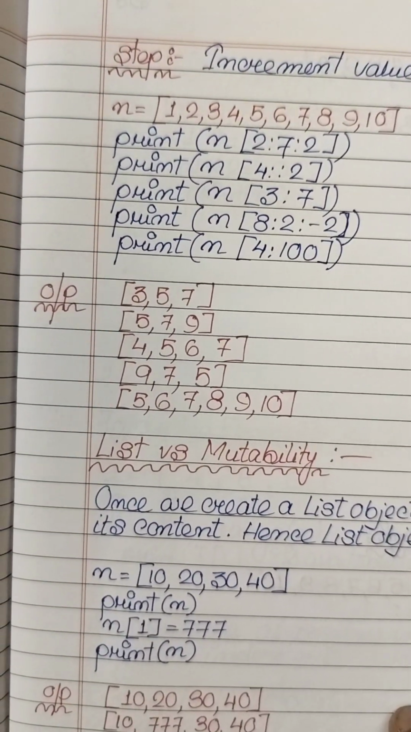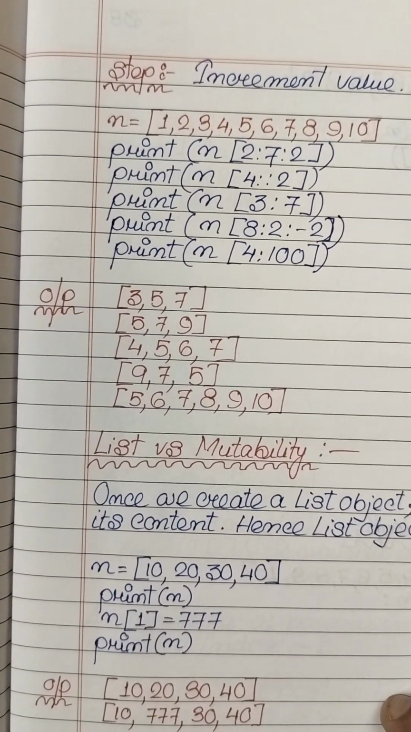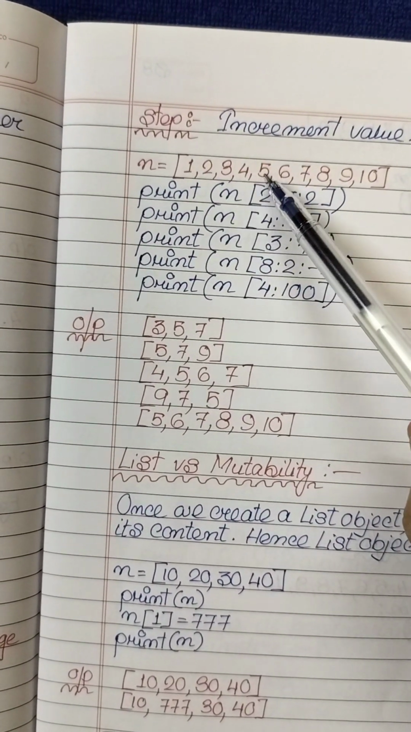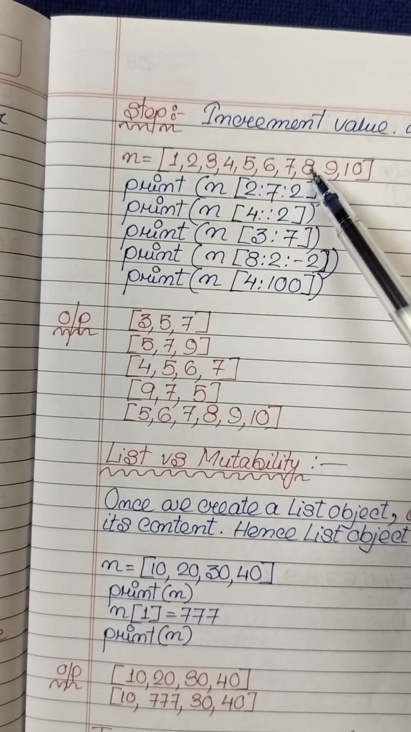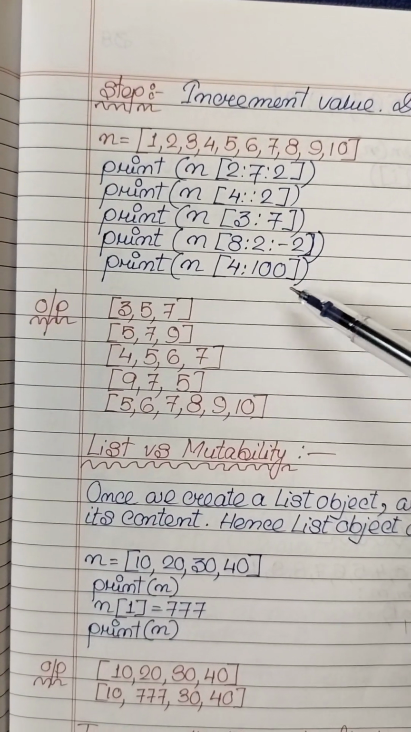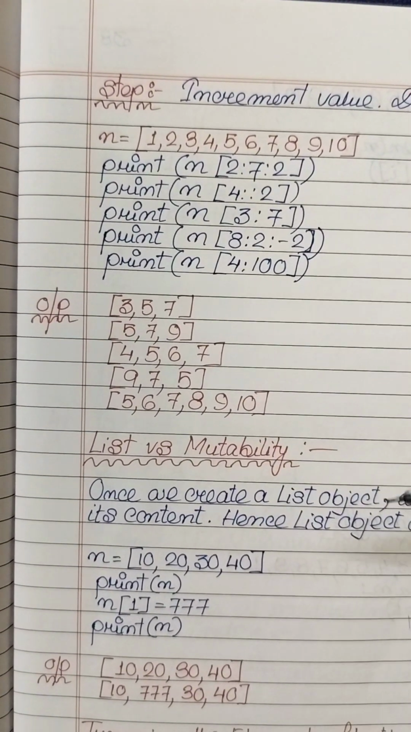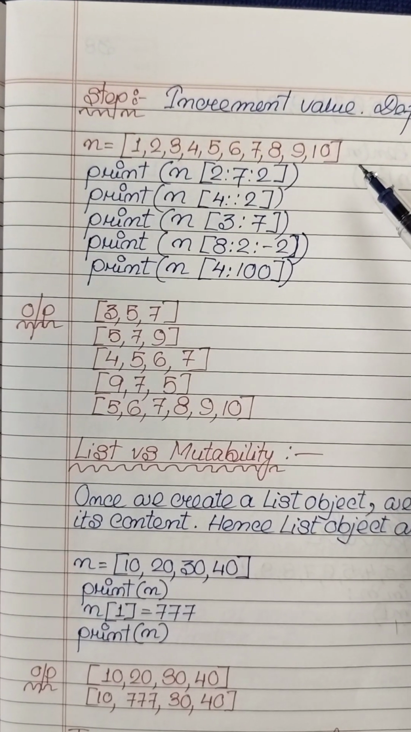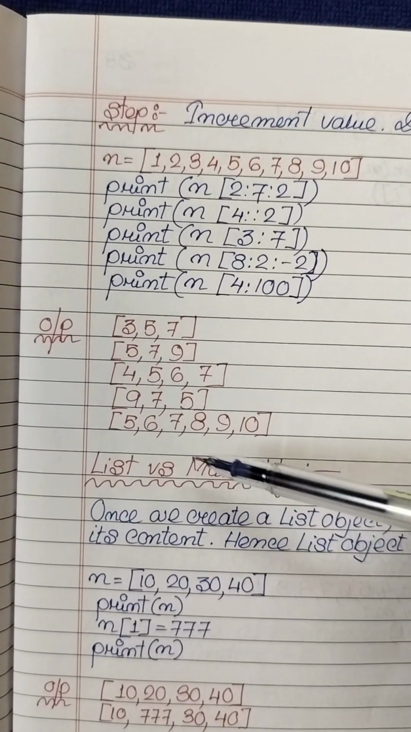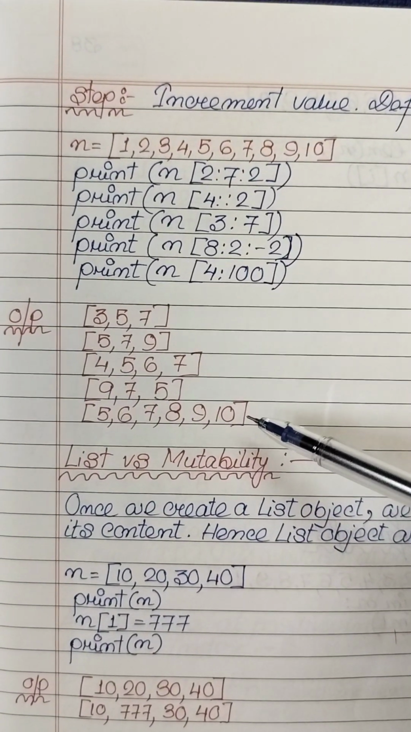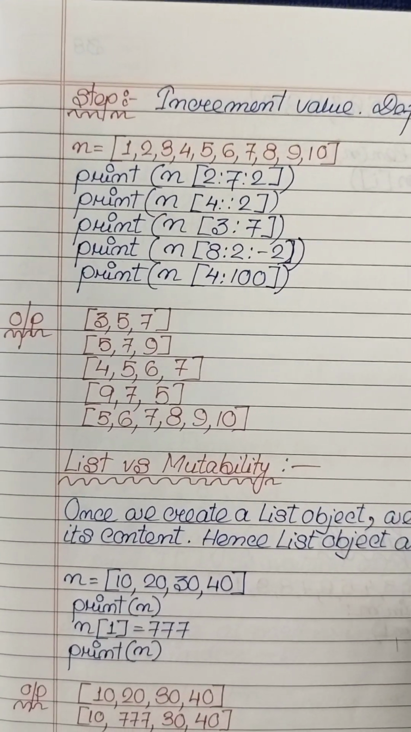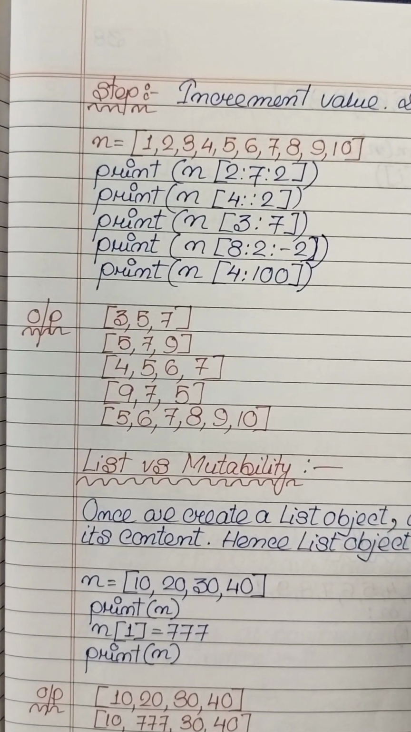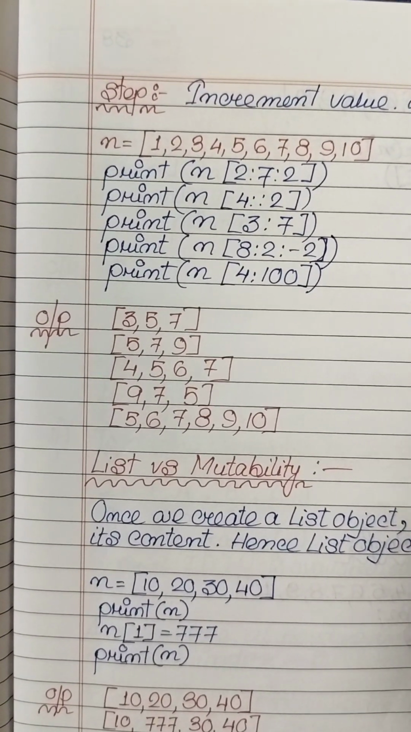And the next is print n[4:100]. That means it will start from the fourth position. That means from the 5, 6, 7, 8, 9, 10 will be taken. But where is the 100? 100 is a stop value, but in the list I have no 100 position or 100 index. So it will print up to the 10. If there are 100 elements, then it will access all the elements by using index.